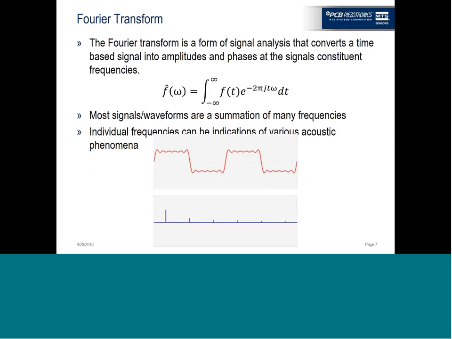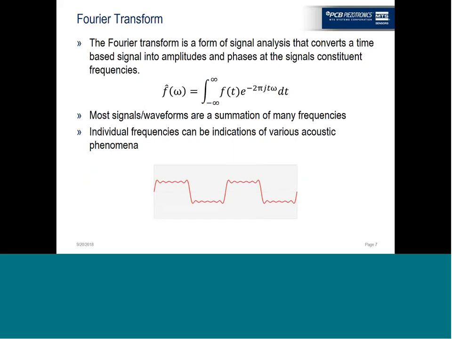Like Taylor series, signals and waveforms are a summation of many different things. In Taylor series, you're talking about polynomials. In the Fourier series and Fourier transforms, you're talking about summations of sinusoids. And then individual frequencies are indications of various acoustic phenomena. And that's why we look at the frequency domain, because we study sinusoids so that we can get various information about frequency.